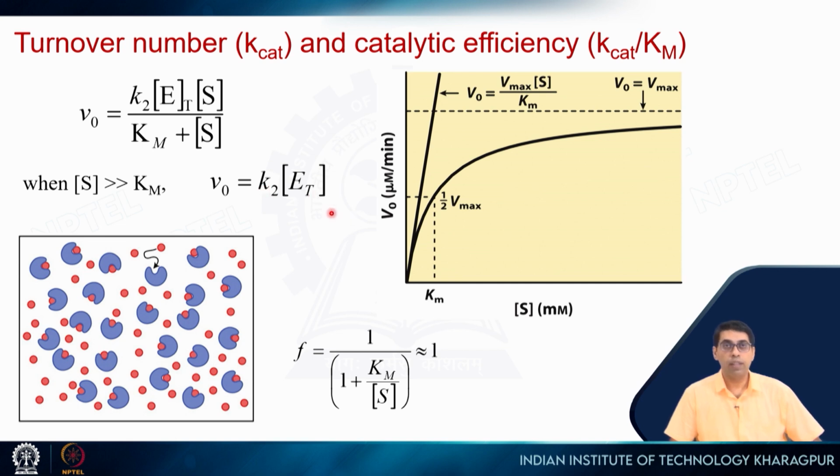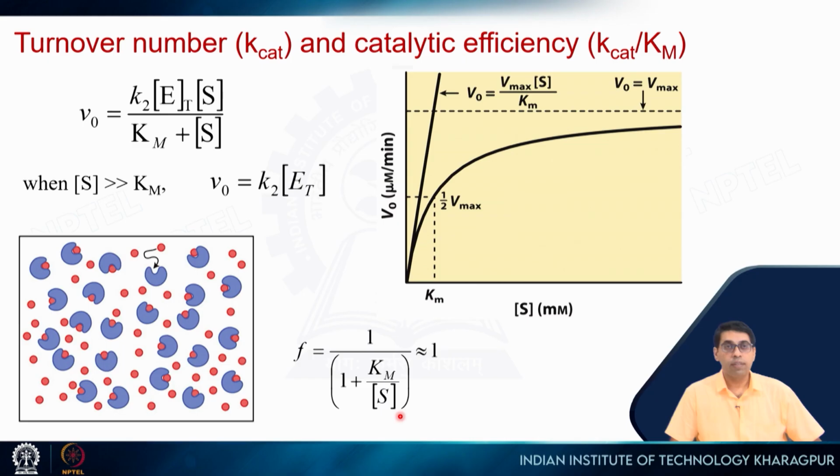Which means that the rate of velocity is independent of the substrate concentration. If we increase the substrate concentration, it is not going to increase, which means that we have reached this saturation point. So, when substrate concentration, which is somewhere here, is much greater than the Km value, then our V naught will reach this Vmax value or K2 times Et.